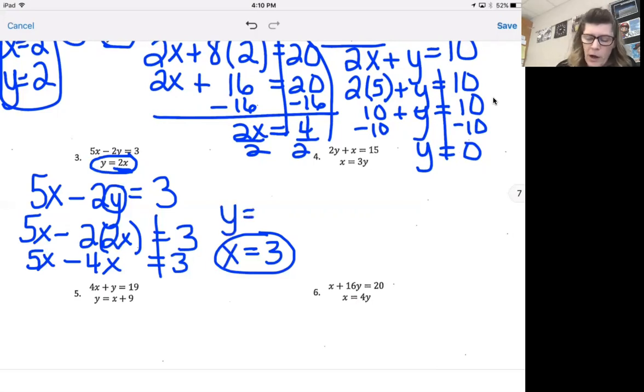So how do I find y? I'm going to go back into this equation right here. I have y equals 2x, but you know what? I know what x is now. X is 3. So I'm going to put 3 in for x. I'm going to do that substitution. So now I do the math and I get y equals 6.